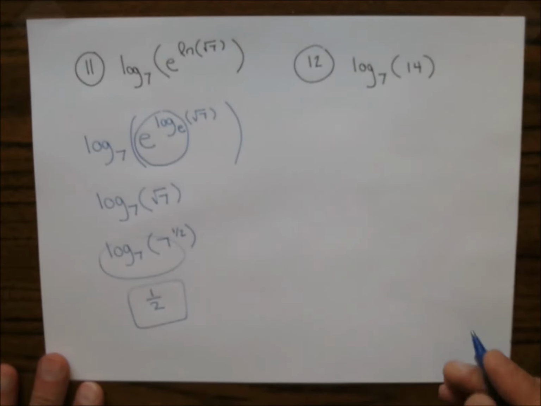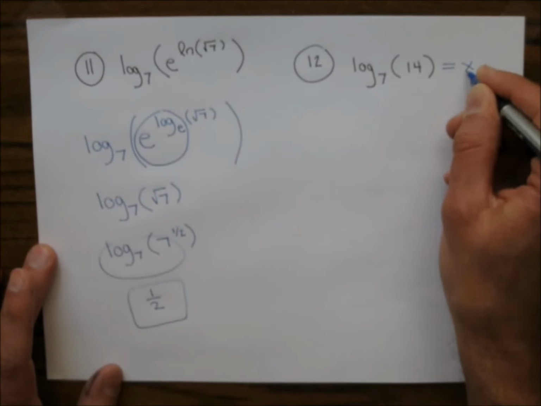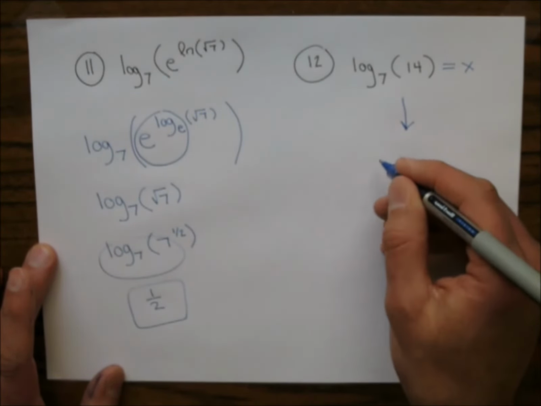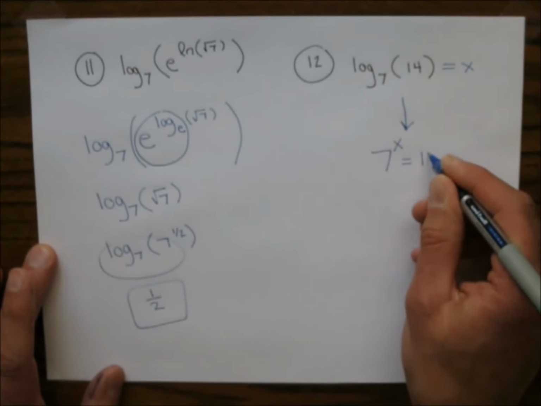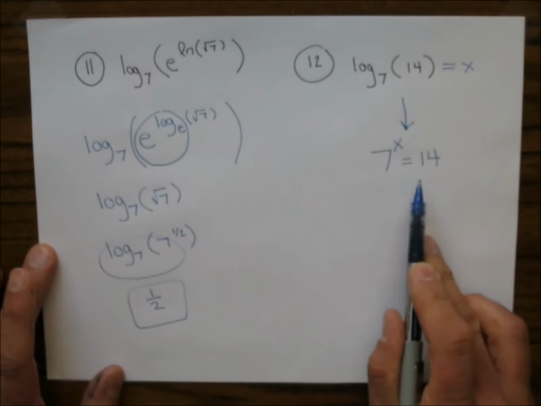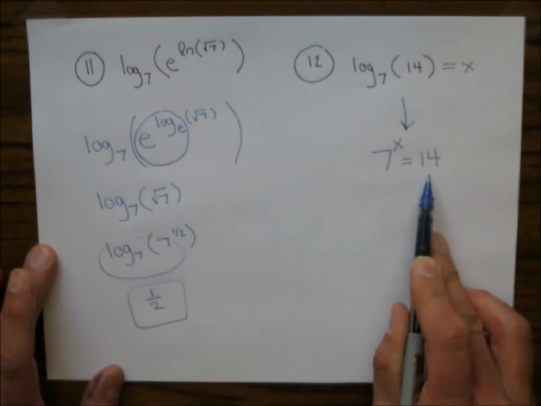Our last problem would be this one right here. I'm going to set it equal to x, and I'm going to change this to Clark Kent. 7 raised to the x equals 14. Is there a common base? Well, some of you might realize that 7 times 2 is 14, but that doesn't mean there's a common base. You can't write 14 as 7 to some power.